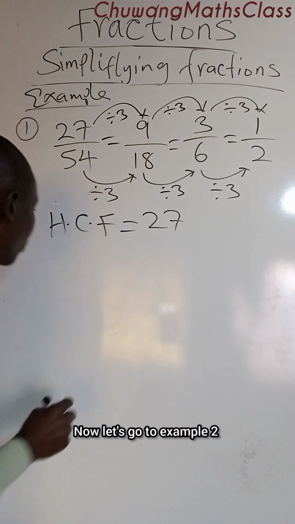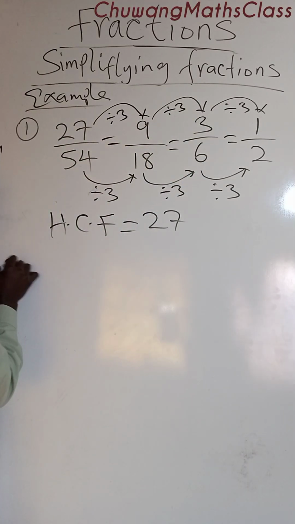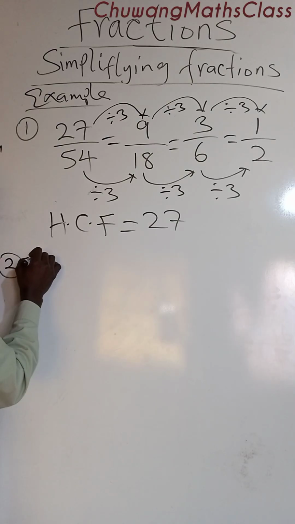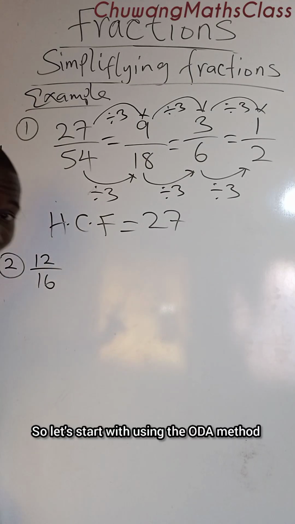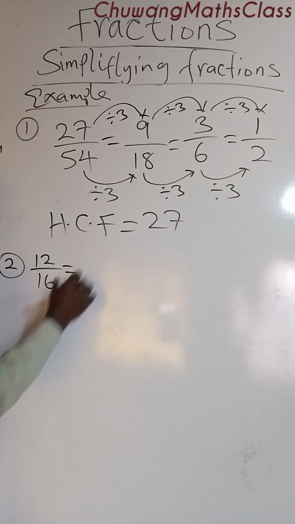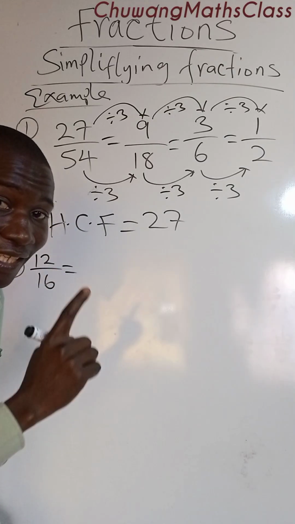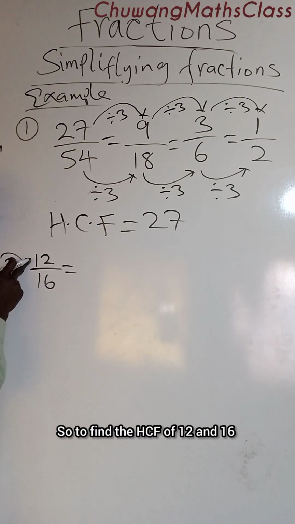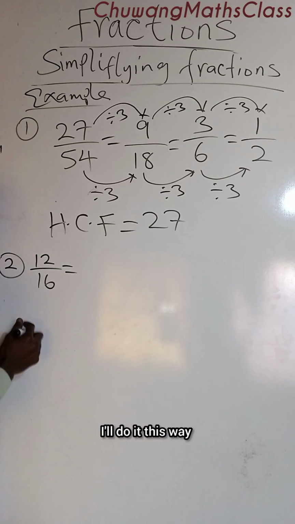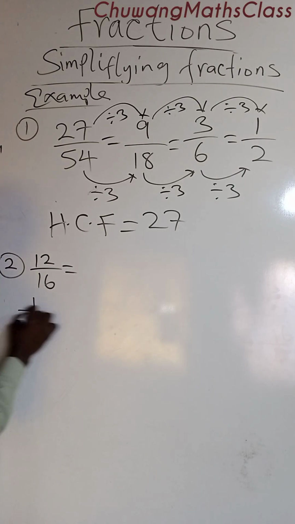Now let's go to example 2. Let's say we have 12 divided by 16. So let's solve it using the other method. The other method, I'm going to look for the HCF, highest common factor. So to find the HCF of 12 and 16, I'll do it this way.